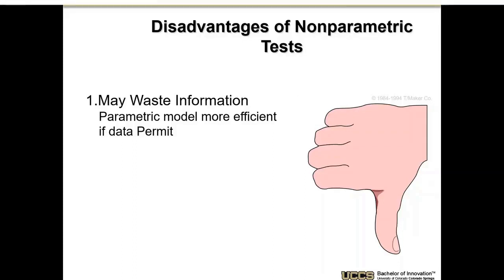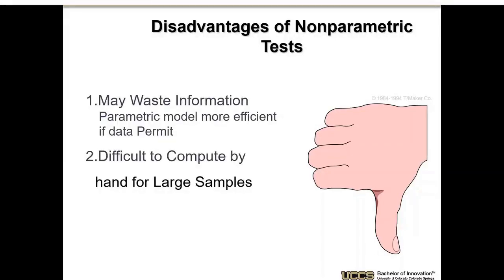Parametric models make all these assumptions, and then they can make a strong decision with them. Non-parametrics waste information. They're less efficient with their information. They can also be very hard to compute by hand for large samples. We're computer scientists, we shouldn't be worried about that, but I don't know anybody who can compute a Wilcoxon sum rank test for 100 variables by hand. It's just way too complicated. Not hard, but in my view, they're very easy to compute. You write a couple of loops, you're done.